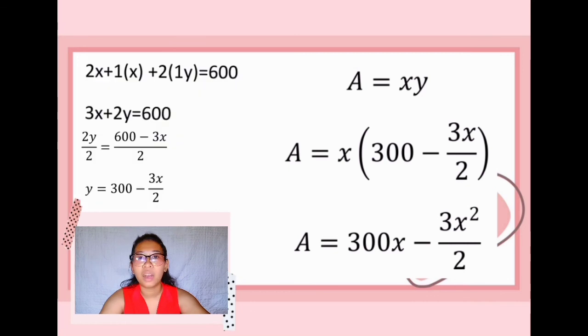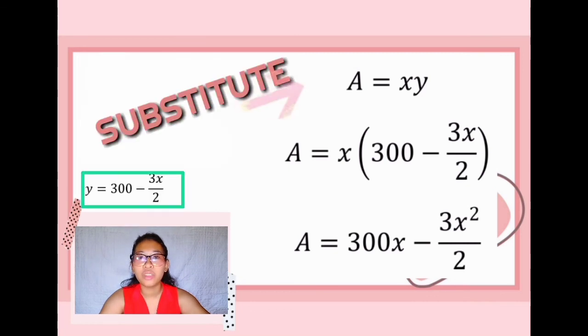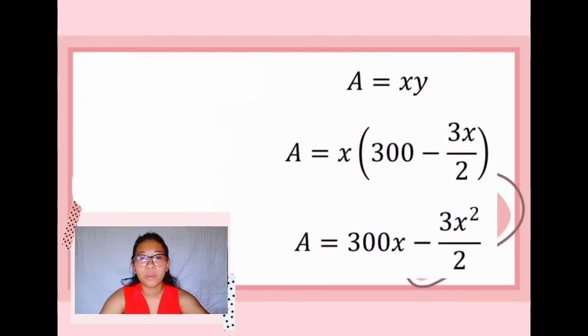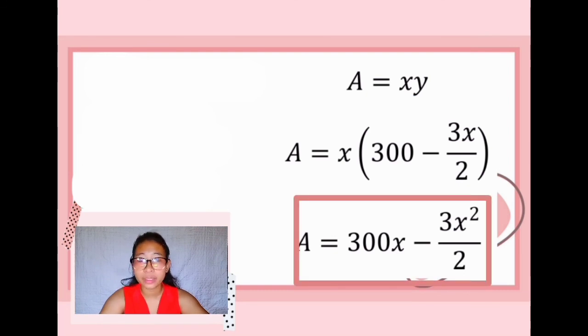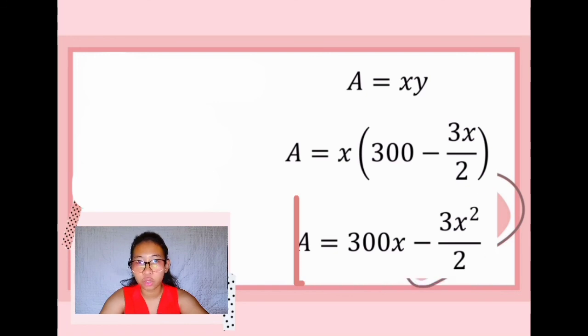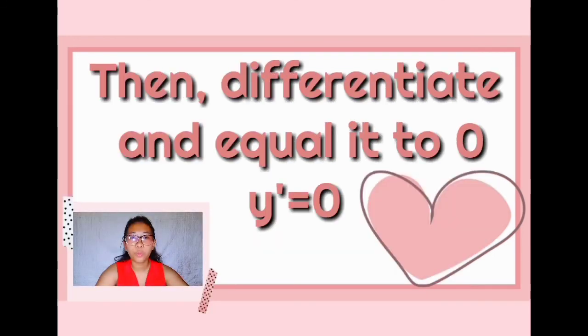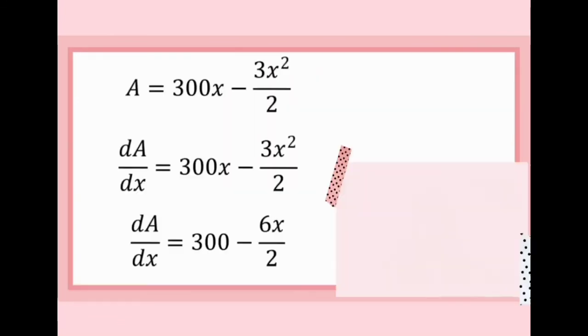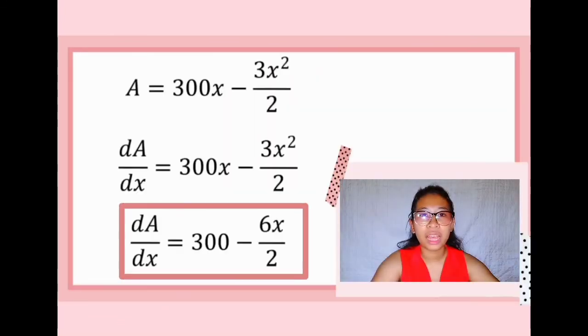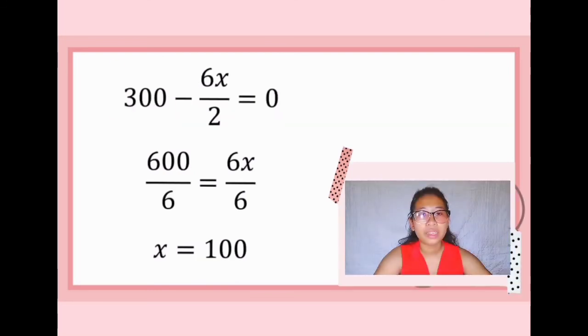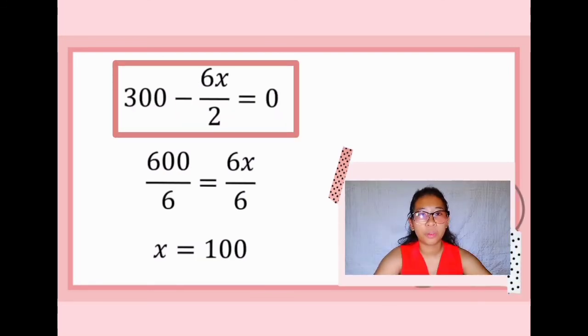Now, we will substitute the value of y, which is 300 minus 3x over 2. Now, our A is equal to x times 300 minus 3x over 2. To simplify it, we have 300x minus 3x squared over 2. After this, we will differentiate the equation. Now, we have 300 minus 6x over 2. Then, set the first derivative to 0.